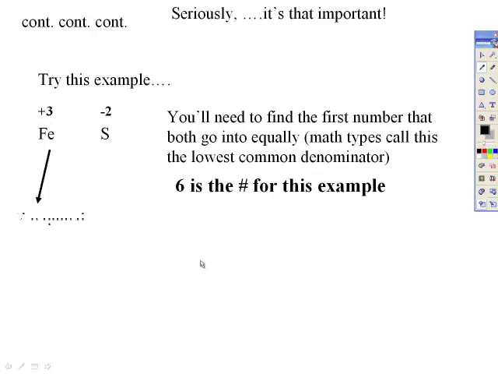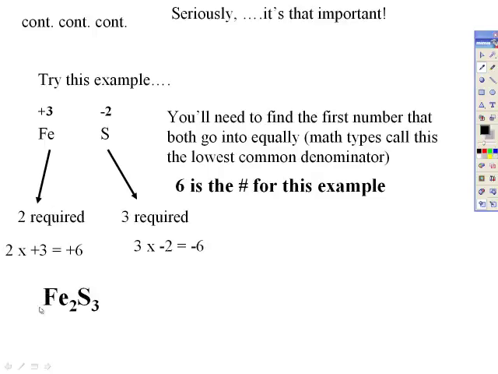So we would need 2 Fe plus 3's to make positive 6, and we would need 3 S minus 2's to make negative 6. Remember, these are the numbers that I want to use to write my formula. So I would write this as Fe2, because I need 2 of them, and S3, because I need 3 of them. So one formula unit would have 2 Fe plus 3's and 3 S negative 2's.